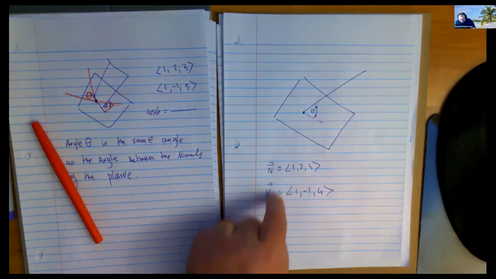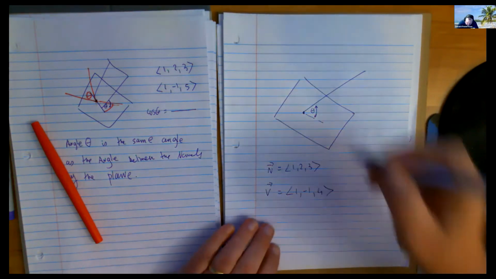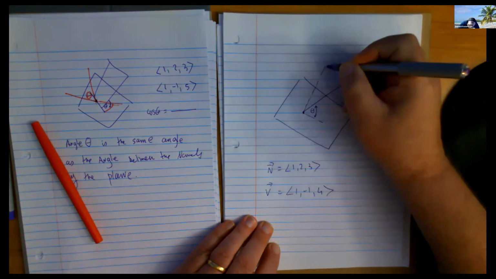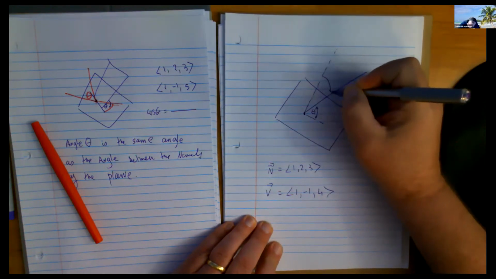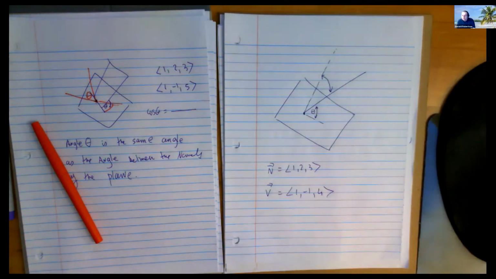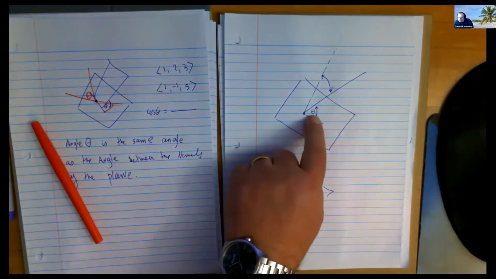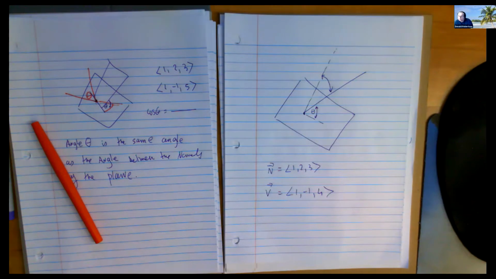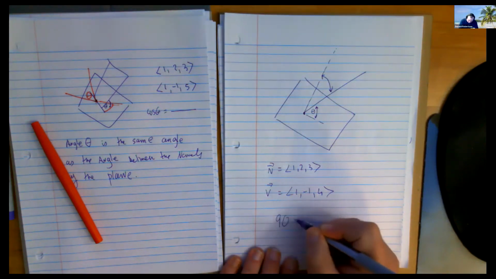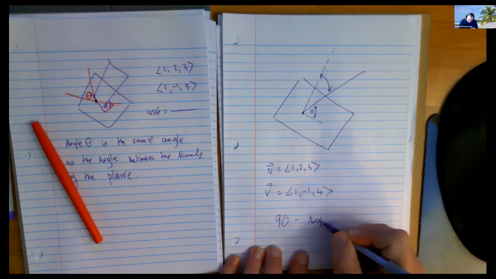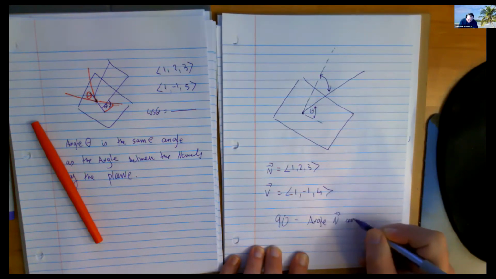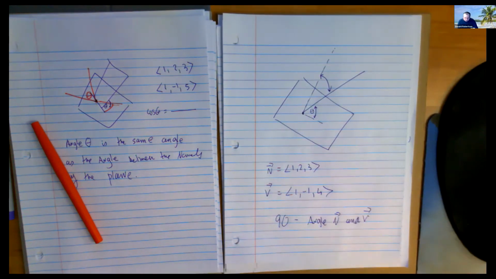I can find the angle between the normal and that. But if I find the angle between the normal and the line, I'm actually finding this angle, aren't I? So what little kink do you do at the end to find this angle, which is the one you're really after? Subtract it from 90, and you're done. Make sense? So it would be 90 take away the angle between the normal and the direction vector.